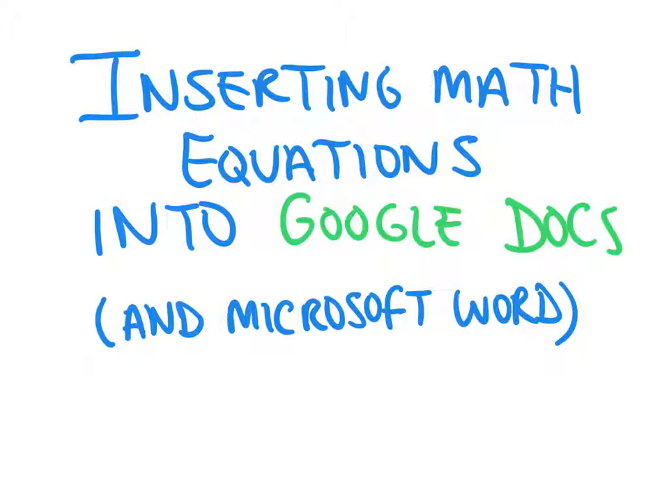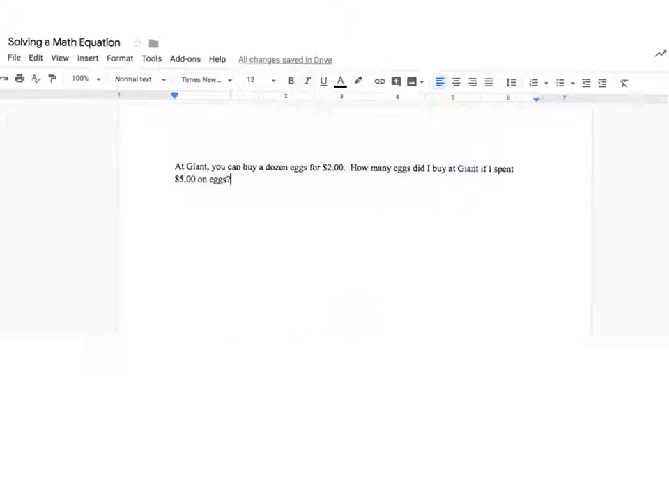Okay, so this video is about how to insert math equations into Google Docs and Microsoft Word. A lot of the work you do in chemistry is going to be in math equations, and here's how you do it digitally. This is normally the type of math equation you're going to get in a chemistry class. It's actually a multi-step problem, and you're going to use something called dimensional analysis to solve it.